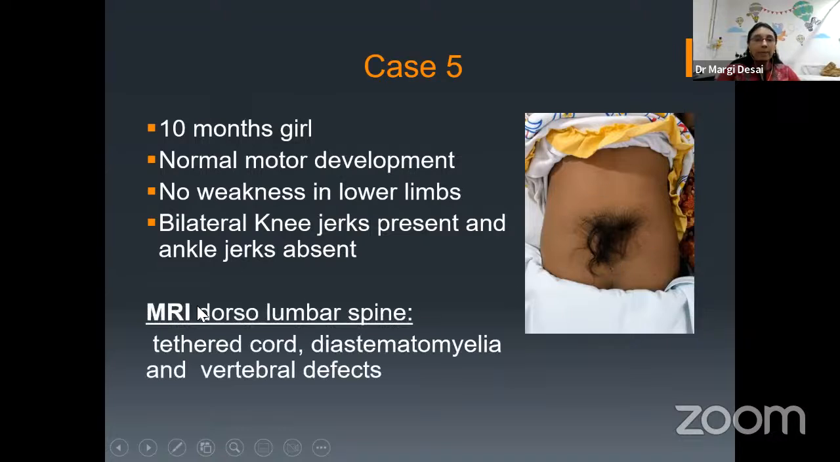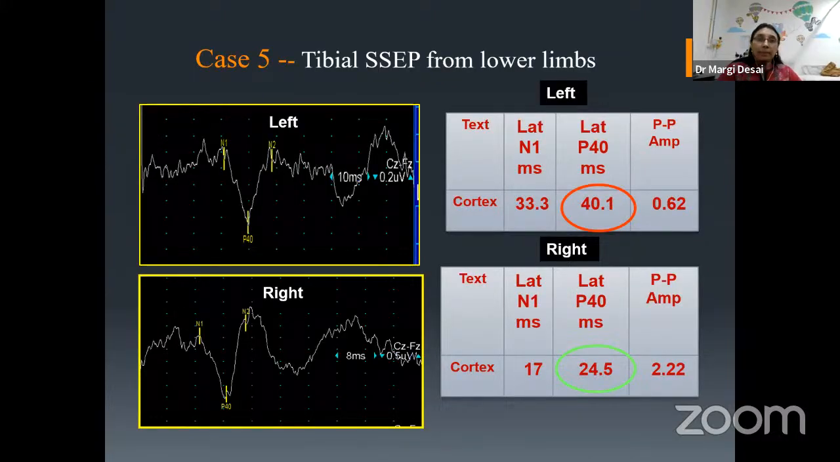Because of this clue, an MRI of the dorsolumbar spine was done. It demonstrated a tethered cord, diastematomyelia, and vertebral defects. So she had a meningomyelocele, and tibial SSEPs were done.